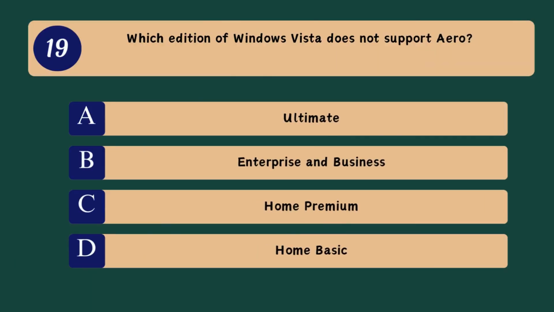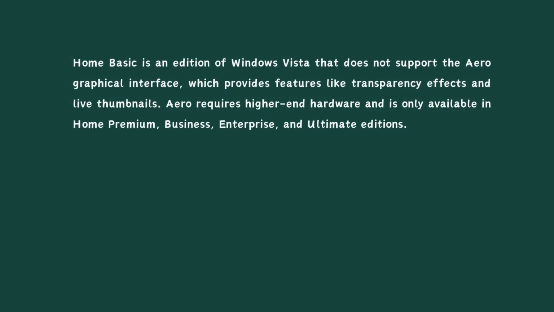Question 19. Which edition of Windows Vista does not support Aero? A. Ultimate. B. Enterprise and Business. C. Home Premium. D. Home Basic. Correct answer. D. Home Basic. Home Basic is an edition of Windows Vista that does not support the Aero graphical interface, which provides features like transparency effects and live thumbnails. Aero requires higher-end hardware and is only available in Home Premium, Business, Enterprise, and Ultimate editions.